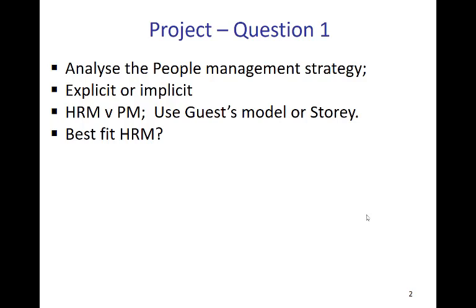It's worth 15 marks, and what you need to do here is to describe what the strategy is, and whether it's explicit or implicit. There could well be a HR strategy, in which case it's going to be explicit, or there might not be a HR strategy, which means it's implicit in terms of how people management happens on a day-to-day basis.